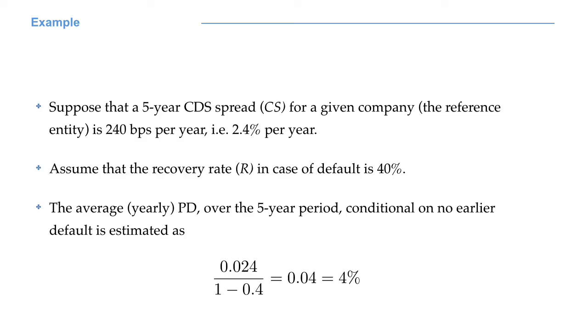Suppose that a 5-year CDS spread for a given company, the reference entity, is 240 basis points per year, that is 2.4% per year. Assume that the recovery rate in case of default is 40%. The average probability of default over the 5-year period, given that no other default has been observed so far for the reference entity, is 4%.